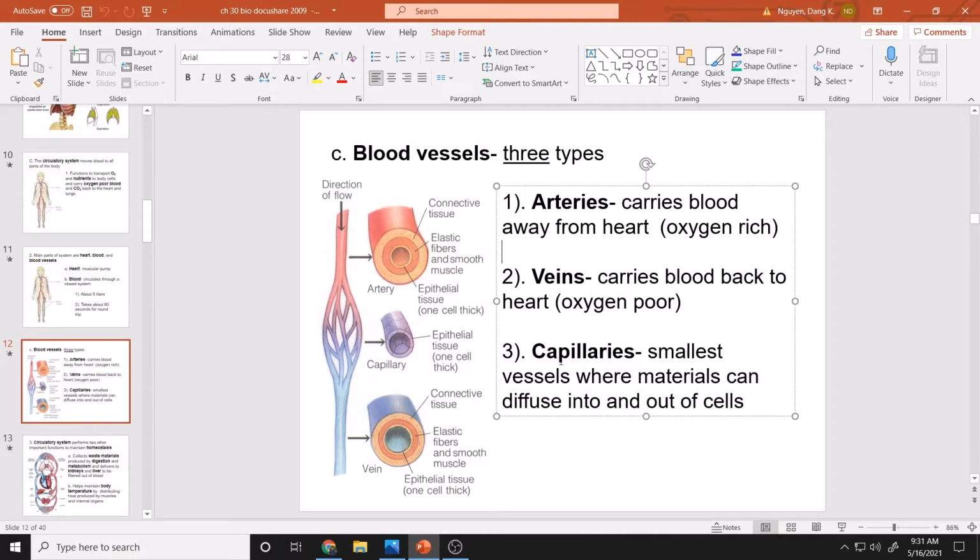And then finally you have capillaries, which are the smallest types of vessels. Okay, and this is where materials can then diffuse in and out of cells, any metabolites that might be in the blood, carbon dioxide and oxygen.